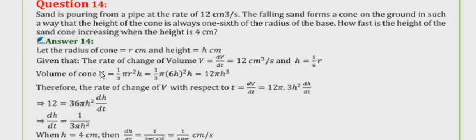Now we will differentiate V with respect to t. So dV by dt means here 12 pi is the constant, the differentiation of h cube with respect to t will be 3h square dh by dt, right? Now dV upon dt is given, it is 12. So 12 is equal to 12 pi into 3h square into dh by dt. Putting these values, this is the value of dh by dt, means the rate of change of height with respect to t. This is the required thing, like how fast is the height of the sand cone increasing when the height becomes 4 centimeter.